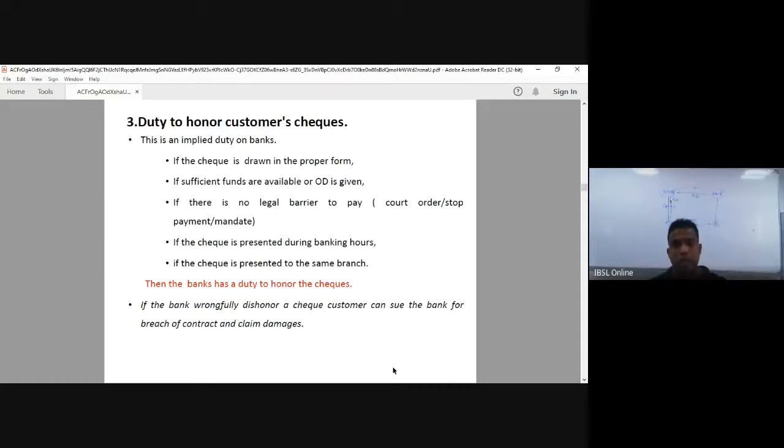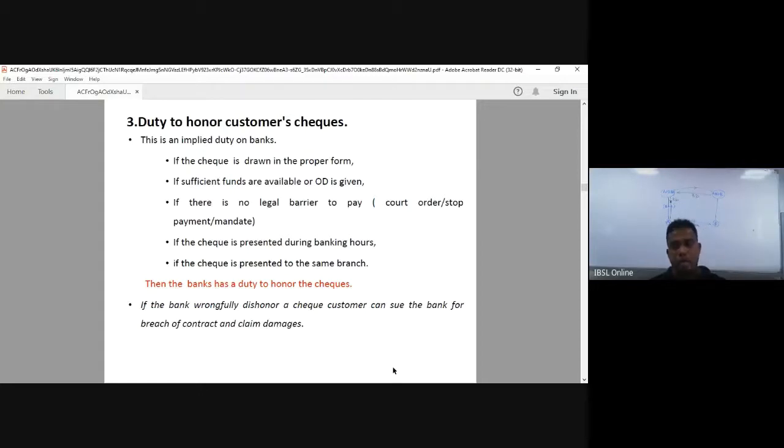What are the conditions? Number one, the check is drawn in the proper form. When you get a check for payment in the bank, the first thing you have to do is observe the check and see whether it is in proper form. I have seen when I present a check, the bank officers take the check and go through it to see whether it is in proper form.